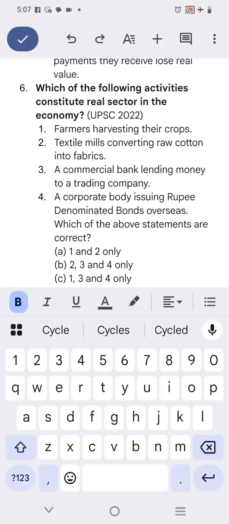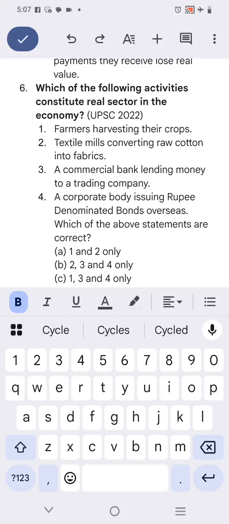Farmers harvesting their crops, harvest कर रहे हैं. Textile में converting raw cotton into fabric. फाइनल प्रोडक्ट कहाँ आ रहा है? फैब्रिक फाइनल प्रोडक्ट है. हार्वेस्ट करना का मतलब हुआ अभी देखते हैं. कमर्शियल बैंक lending money to a trading company. No. Third नहीं है.